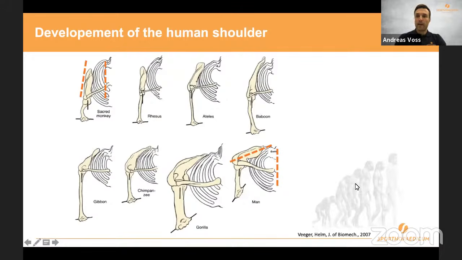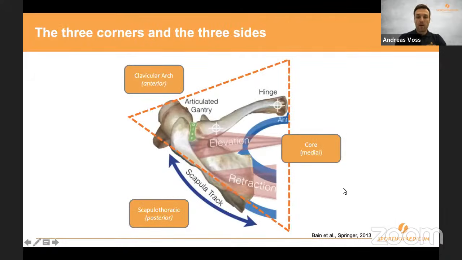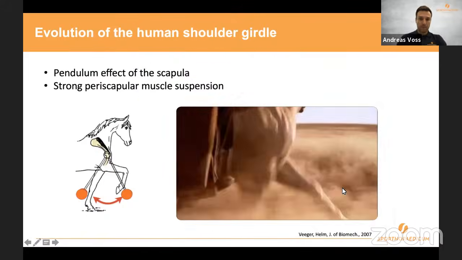If we look back in history, it's interesting to know about the development of the human shoulder. As you can see here on the left side, the scapula is more at the lateral side of the thorax compared to the human, where it went backwards on the shoulder girdle.